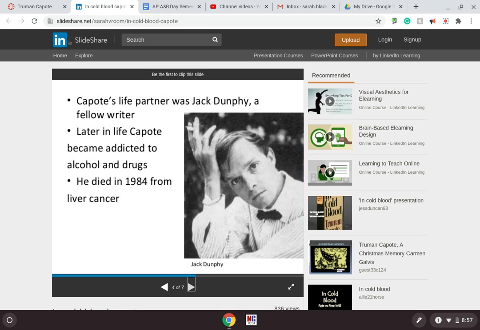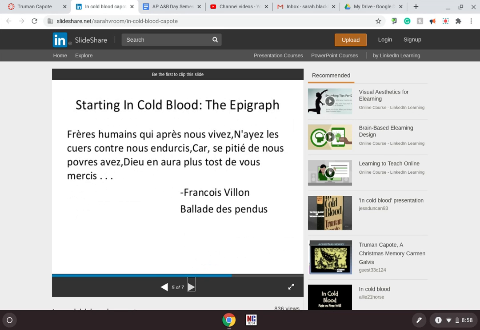And unfortunately, Capote had some problems that Jack and his friend Nell Harper Lee tried to help him with. He became very heavily addicted to alcohol and drugs. Alcohol was a vice for much of his life, and it caught up to him in 1984. He died from liver cancer, thought to be caused by excessive alcohol consumption.